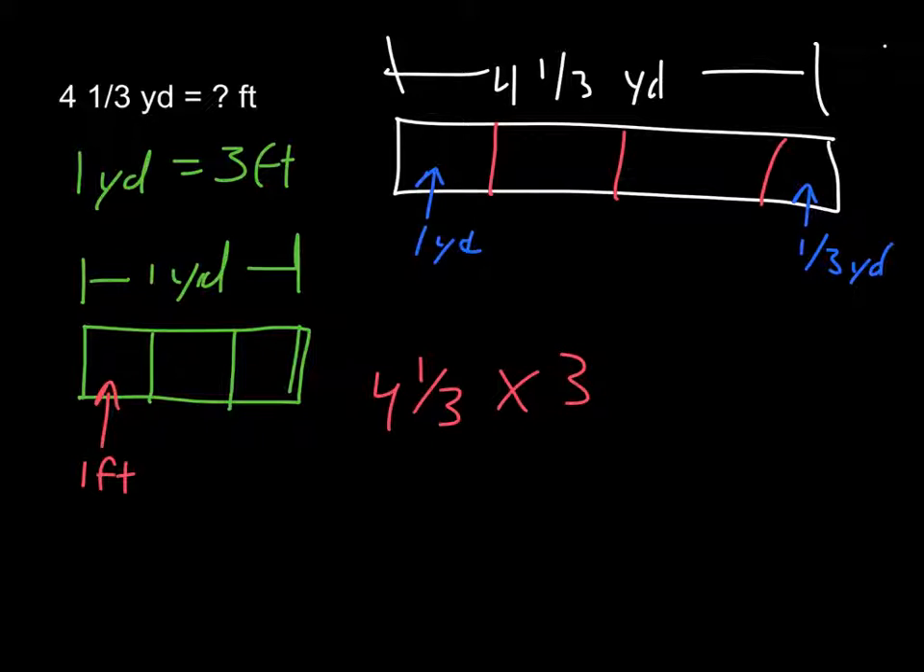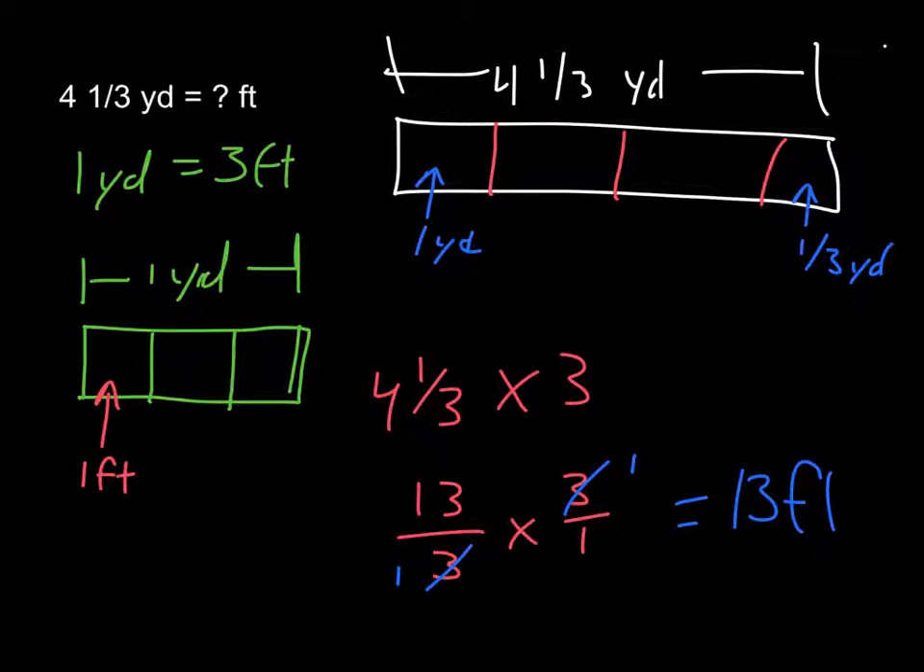So I can look at that and say that I'm going to have 4 1/3 times 3, and then I'll change that into an improper fraction. So I have 13/3 times 3, and remember it's the same as 3 over 1. And then I can simplify, because 3 goes into 3 one time, to see that I have 13 feet being the same as 4 1/3 of a yard.